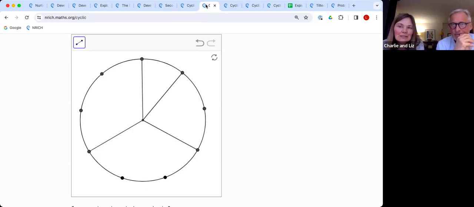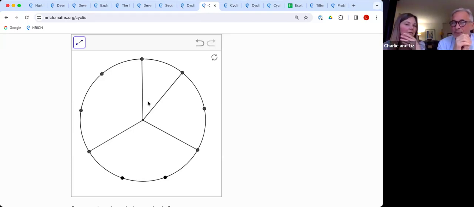and we can use these radii to find out angles at the centre. So, Charlie, I'm guessing if we know that we've got nine equally spaced dots, we know that there are 360 degrees in a full turn. So 360 divided by 9, 40 degrees. So we know that at the centre here, we've got 40 degrees.